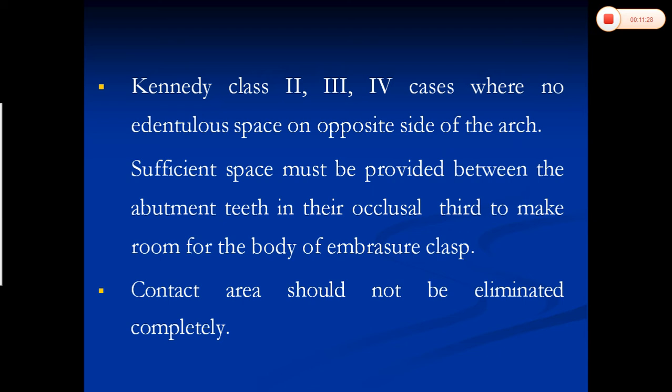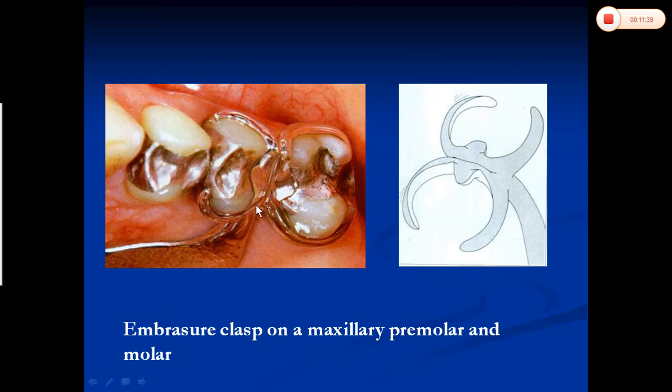But here you have to remember that to give this clasp, sufficient space must be provided between the abutment teeth in their occlusal third to make room for the body of the embrasure clasp. So we have to create sufficient space to locate this. If you don't prepare sufficient space here and you give this clasp, it will cause occlusal interference. When the patient bites, opposing teeth will come and contact the metal here and the remaining teeth will be out of occlusion. It causes pain to the patient or leads to fracture of the clasp.